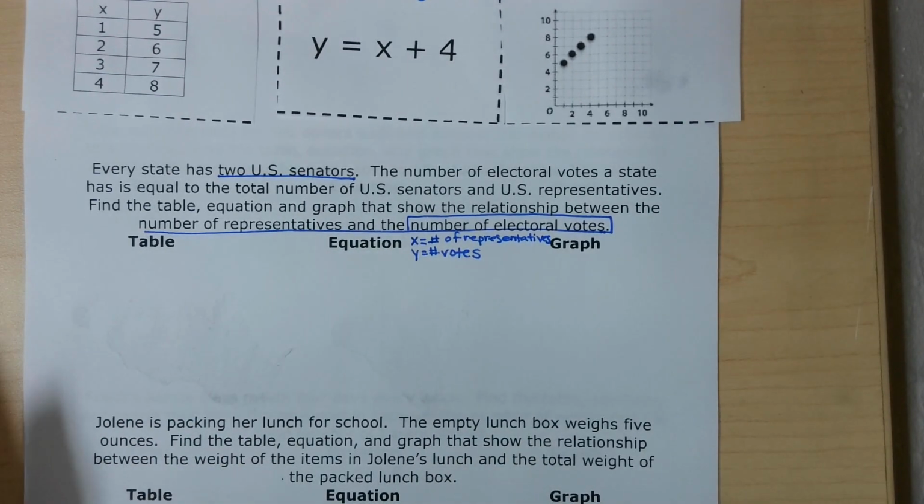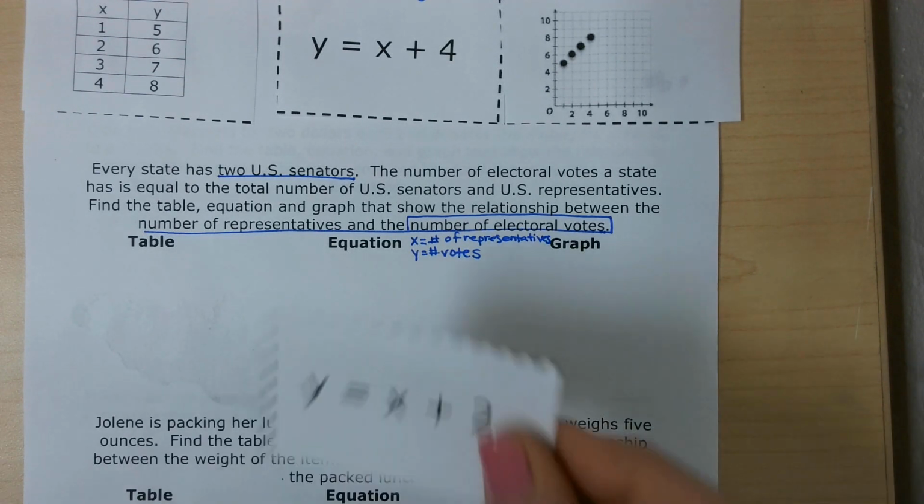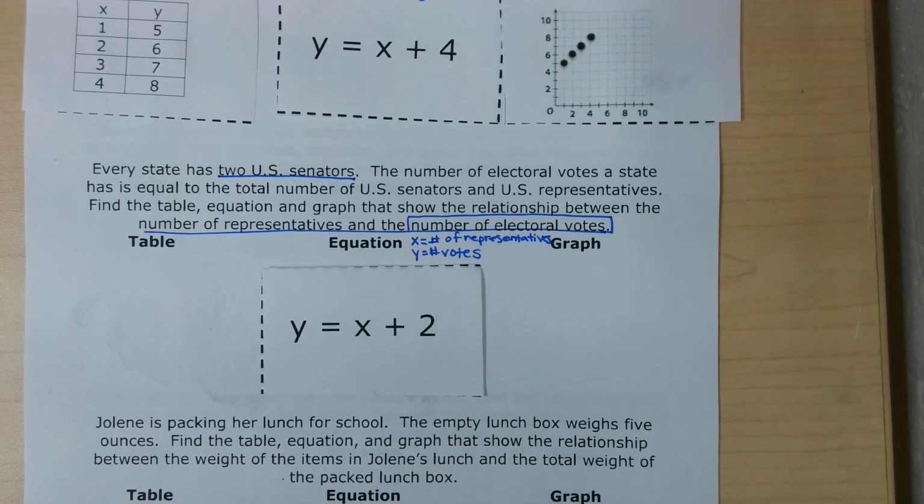What equation can we use to represent that? Well, that would be an additive relationship. We are adding two senators. We have a starting point or an additional amount. So our equation would be this one right here, y equals x plus 2. So the number of votes would equal the number of representatives, which changes by state, plus their two senators' votes. Okay, so then we've got to look for the table that coincides with that.